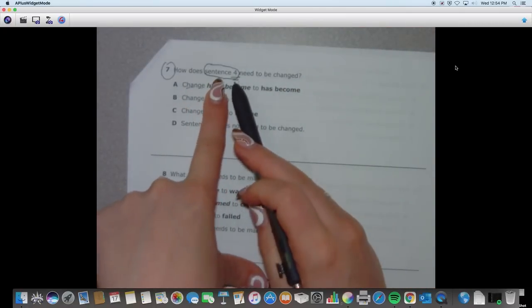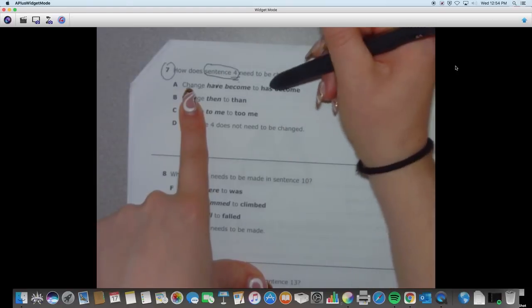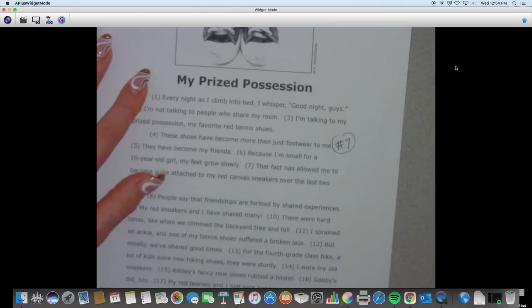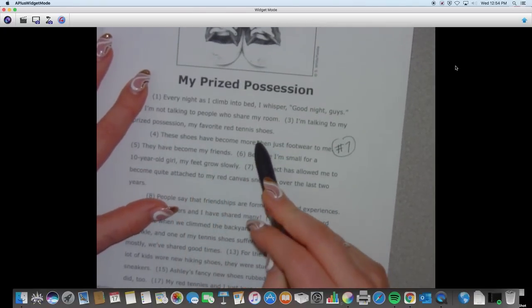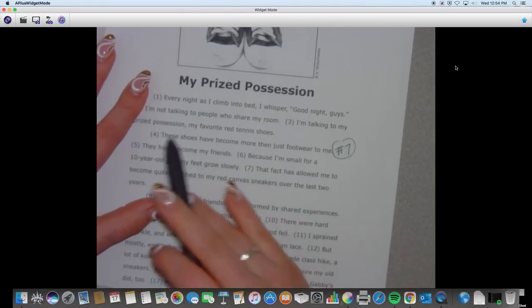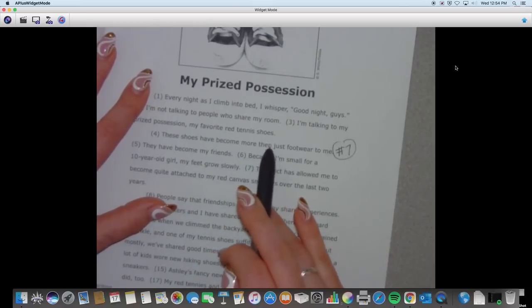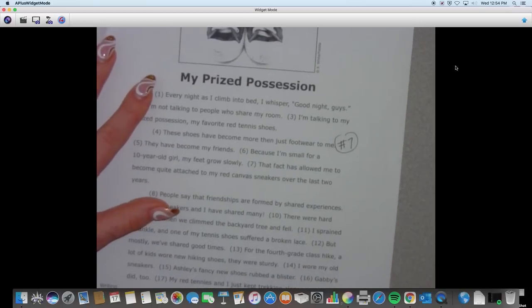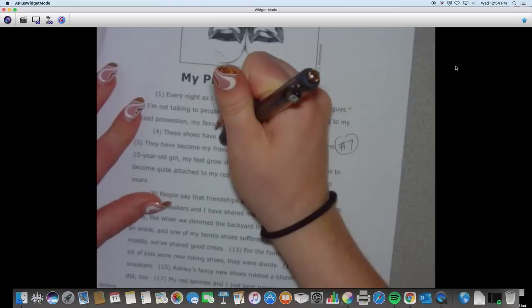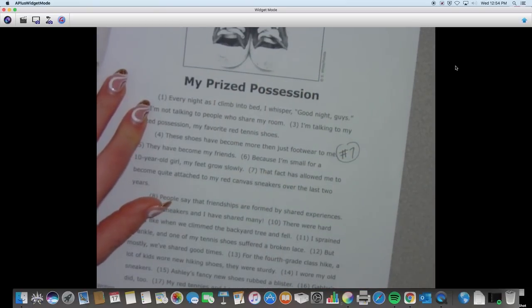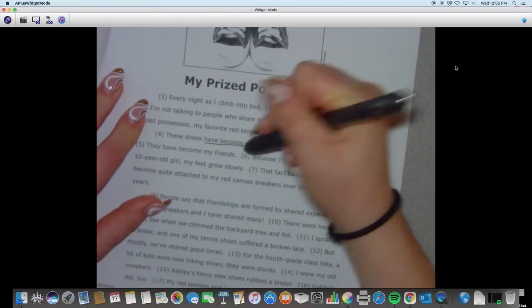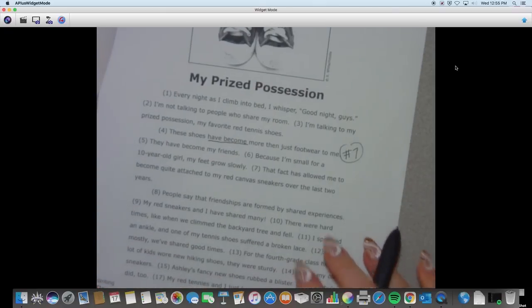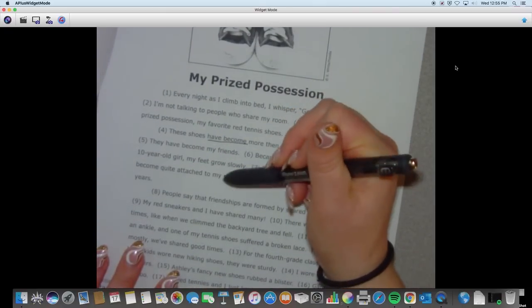So when we read sentence 4, we're going to change have to has and see if it makes sense. Okay, so these shoes has become more than just footwear to me. These shoes has become more than just footwear to me. When I read that out loud to myself, has is a present tense verb. Have become is kind of a past tense verb, okay? So has does not work and it doesn't really make sense.